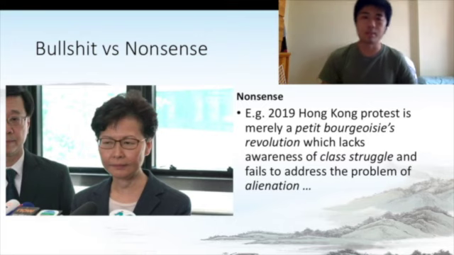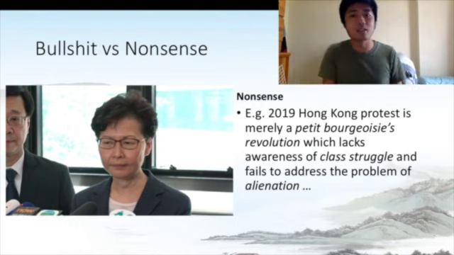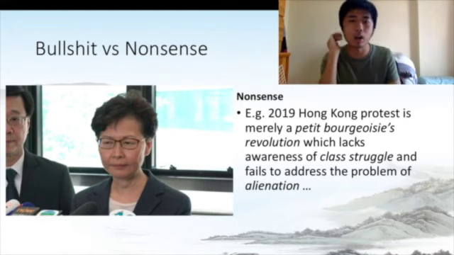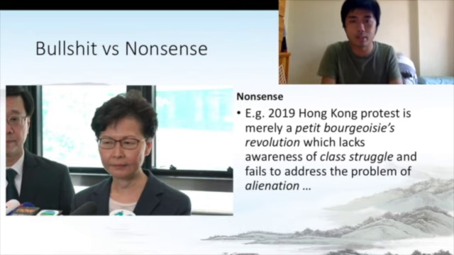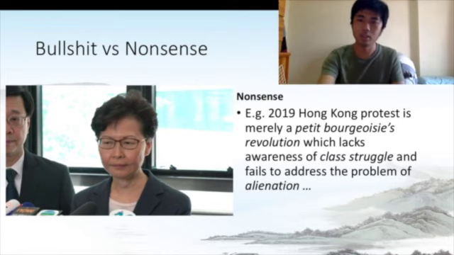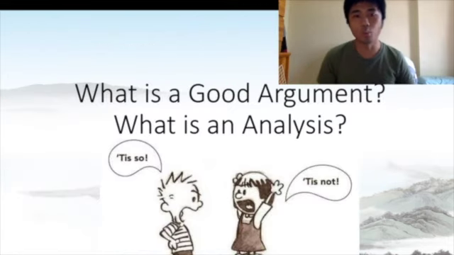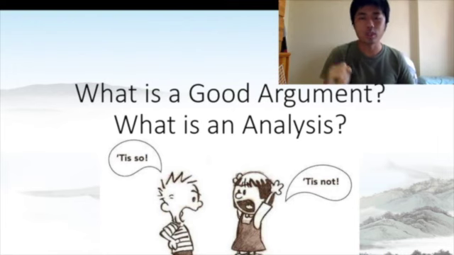Nonsense. Here is another example. "The 2019 Hong Kong protest is merely a petty bourgeoisie revolution with less awareness of class struggle and fails to address the problem of alienation." There are so many fancy jargon and terms, aren't there? It sounds academic, but it's not, because these terms are not explained. What is alienation? Are you alien? The meaning is not clear. That's why we need to learn the GPS method to write a good argument.